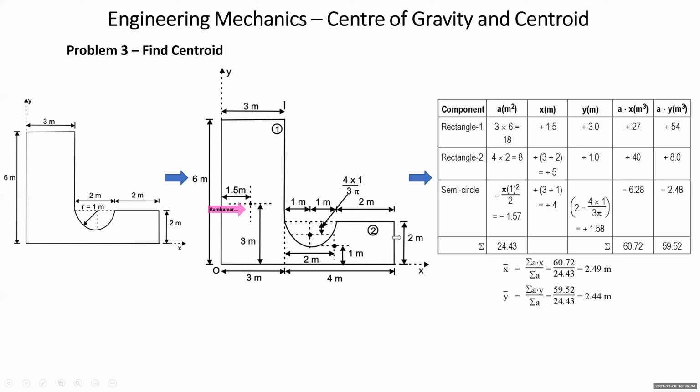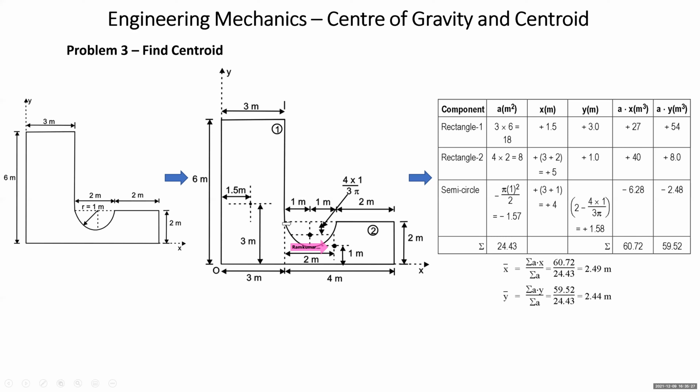Then we come to this rectangle 2, where centroid is here. Area of this rectangle is 4 into 2, 8. X coordinate of the centroid of this second rectangle is over here. Now this point is right of y-axis, x coordinate is positive. What is that? 3 plus 2, that is 5. Y coordinate, this point is above x-axis, that is plus 1.